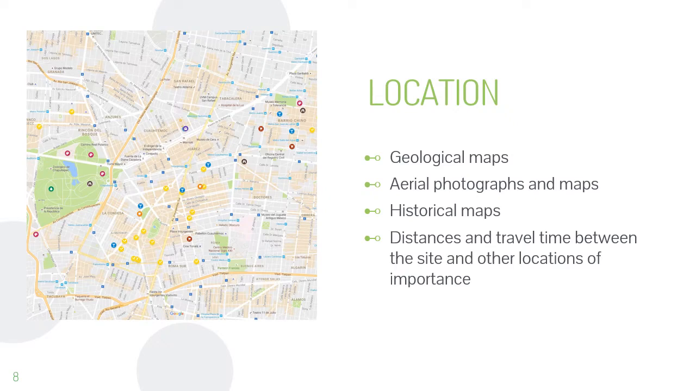Nice, no? Anyway, distance and travel times between the site and other locations of importance. Like, for example, our Google map has a distance measurement. So, you can even measure how far you are going to walk or how far you're going to get there to your destination. So, that's how easy Google Map made at this time compared to 1980s.